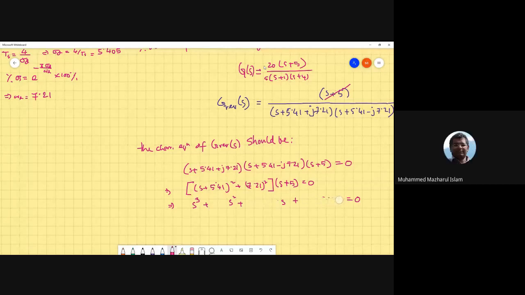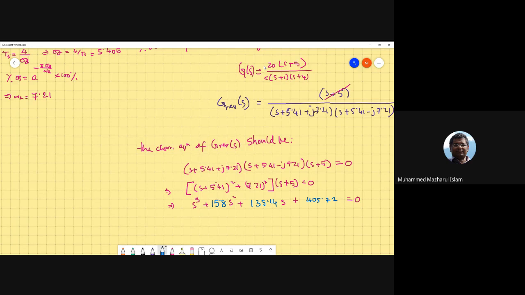Just let me use a different color for this. Well, sir, s cube plus 15.8 s square, this is more likely. Therefore, plus 135.14 s plus 405.72. Yes sir, is that okay? This is more likely.